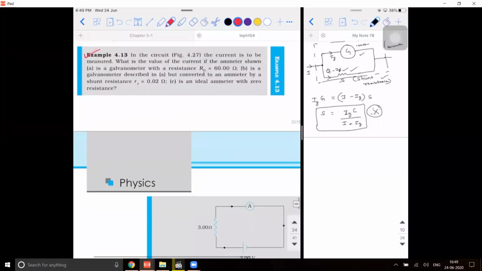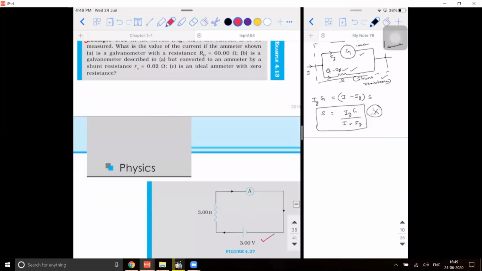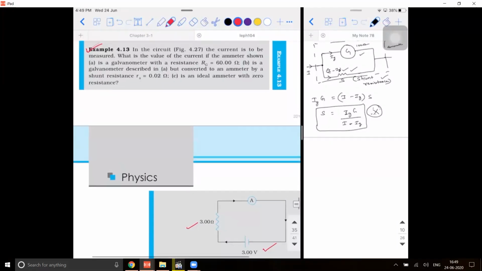Observe. There is a battery connected across a 3 ohm resistor and your work is to measure the current through it, right? So what is the value of the current? The ammeter shown here is just a galvanometer whose resistance is Rg equal to 60 ohm. The 60 ohm and 3 ohm, how are they connected? Series. They are in series.